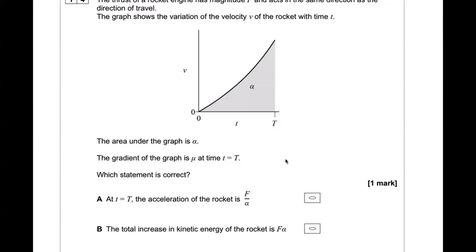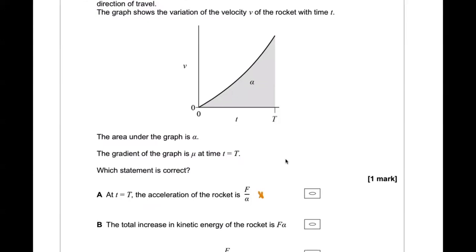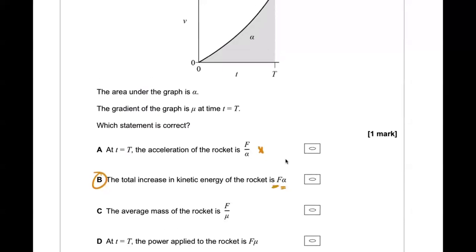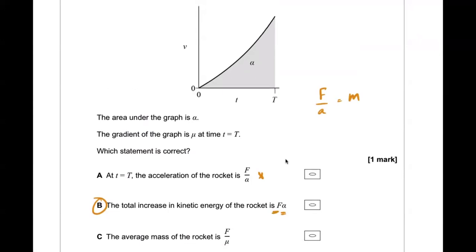Not true, because alpha is basically displacement, right? So this is wrong. Total increase in the kinetic energy of the rocket is F alpha. That makes sense because this is the work done, which would be equal to the increase in energy. This is true. Average mass of the rocket is F over mu. So mu is acceleration, right? So F over A equals m. But again, this is not true because it's not the average acceleration here. If this was the average acceleration, then this would be the average mass. But rather, this is just the acceleration at this stage.